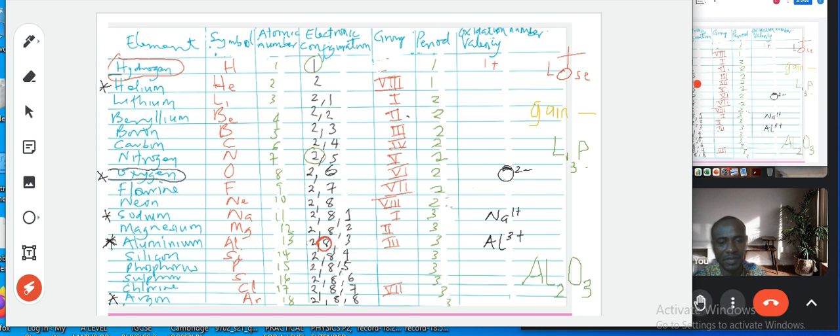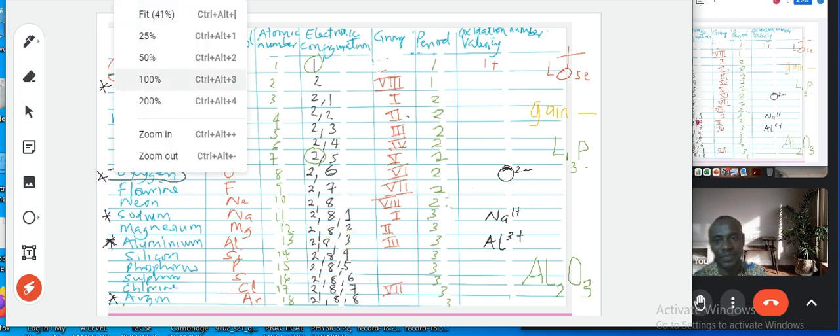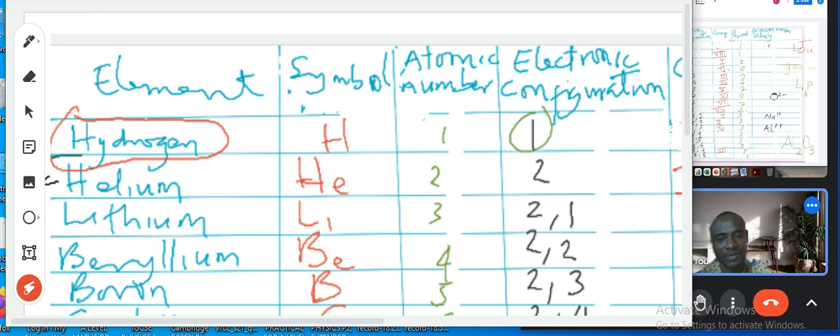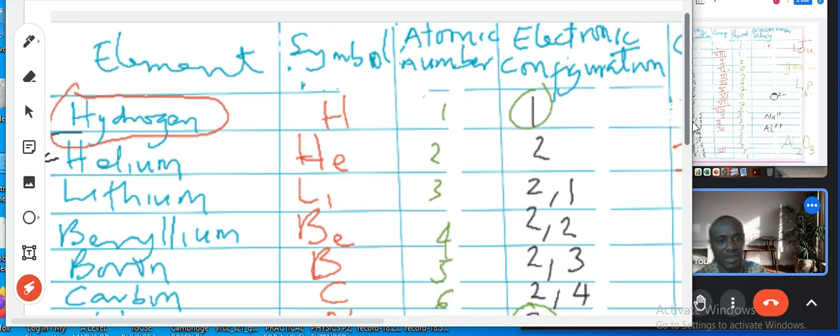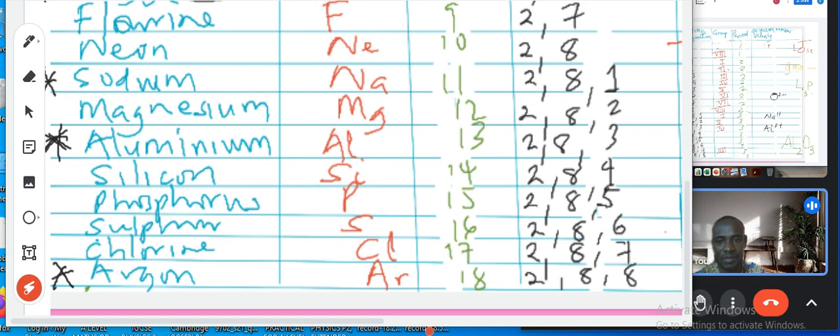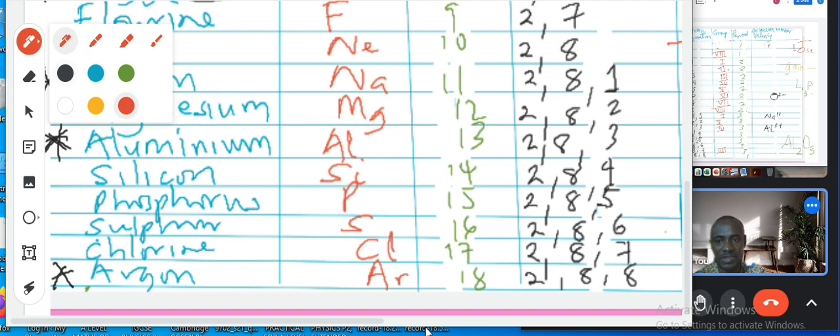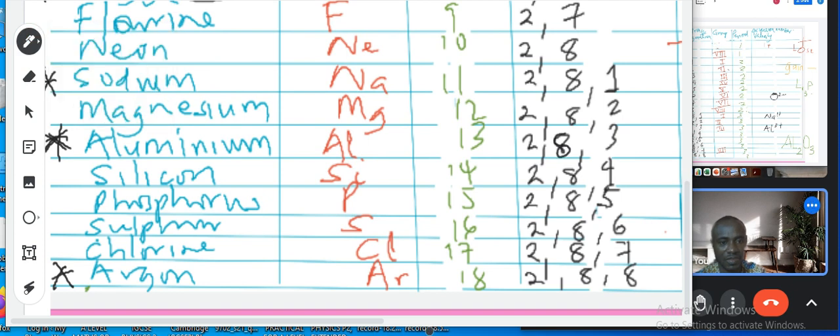It's because it has 3 shells. Okay, let me just zoom it in a bit to accommodate what I need to talk about. The electronic configuration of aluminum is 2, 8, 3, isn't it? To show that the first shell takes 2. You know, the first shell takes a maximum of 2 electrons, the second shell a maximum of 8, the next a maximum of 8, and so on, right?